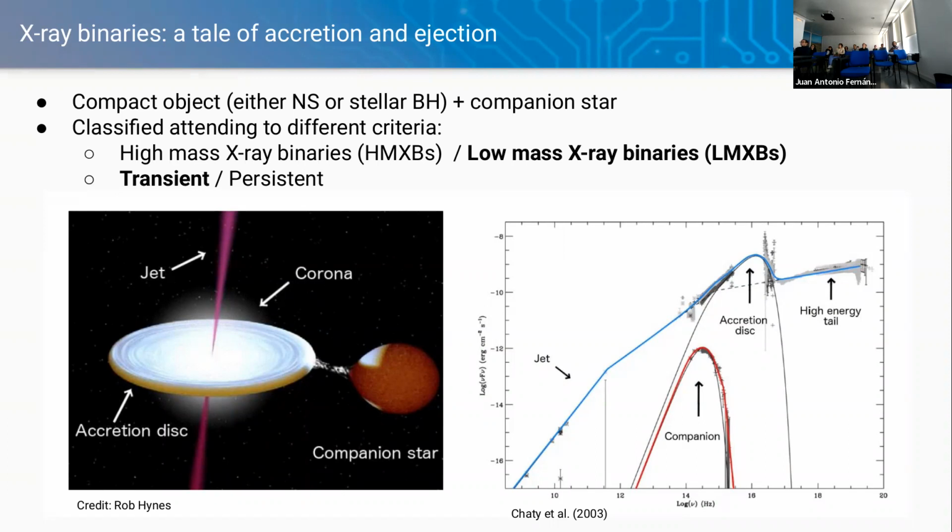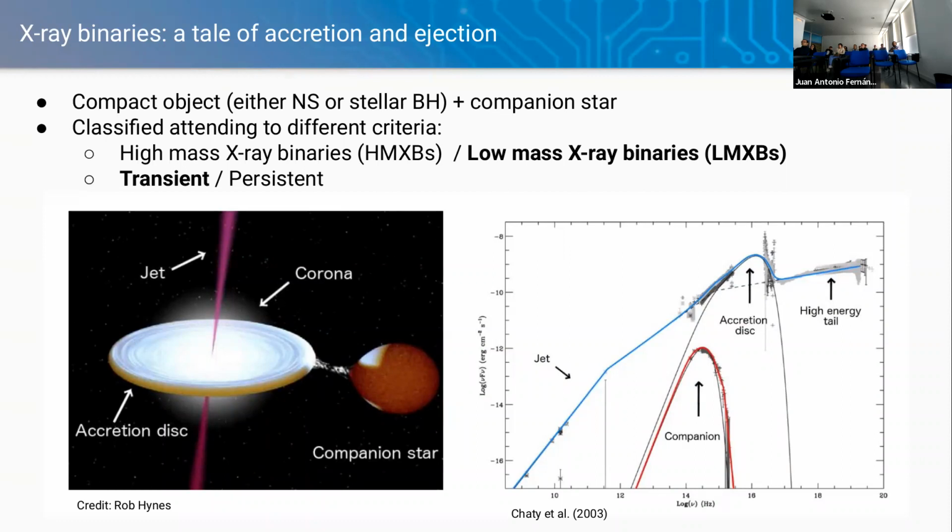Then you may find this high energy tail, which are really energetic X-rays. Actually, in the X-rays, we talk about hard X-rays for the high energy ones and soft X-rays for the low energy ones. And this high energy tail, we believe, is coming from this corona, which is a cloud of hot electrons that are closer to the compact object and are producing this high energy tail because of inverse Compton scattering of the soft X-rays coming from the accretion disk.